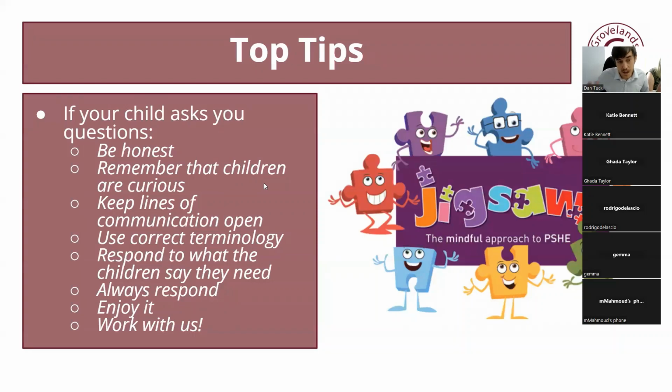Some top tips on the screen. These come from Jigsaw themselves. Really what they recommend is the stuff that you'll be really good at doing anyway, which is being really honest with your children when they have questions, in an age appropriate way, answering their questions. You know your child best, and so what kind of things that they would respond well to. Children are naturally curious, and that's a good thing, so we should celebrate their curiosity and make sure that we keep those lines of communication open, which I think is especially important as they get older.